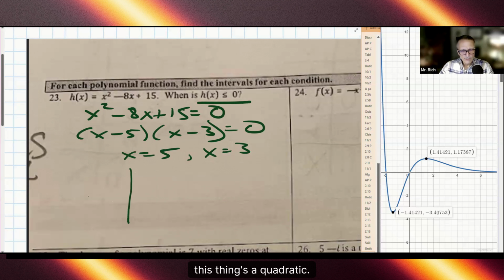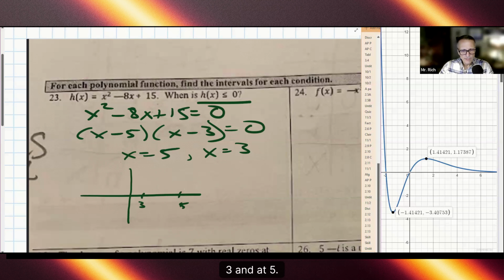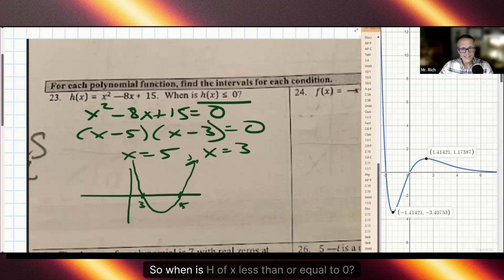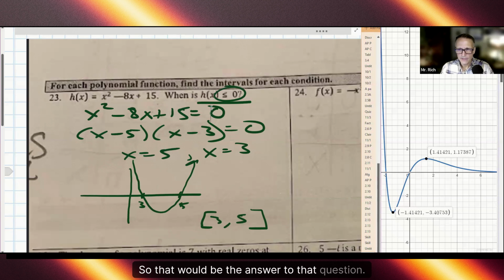Well, this thing's a quadratic. It has a positive leading coefficient, so I know it opens up and it's crossing the x-axis at 3 and at 5. So therefore, I know that this function is looking like this. So when is h of x less than or equal to 0? It's going to be less than or equal to 0, meaning below the x-axis, between 3 and 5. So the answer to this is the closed interval 3 to 5. I'm using brackets here because it is less than or equal to 0, so I have to include the 3 and the 5. So that would be the answer to that question.